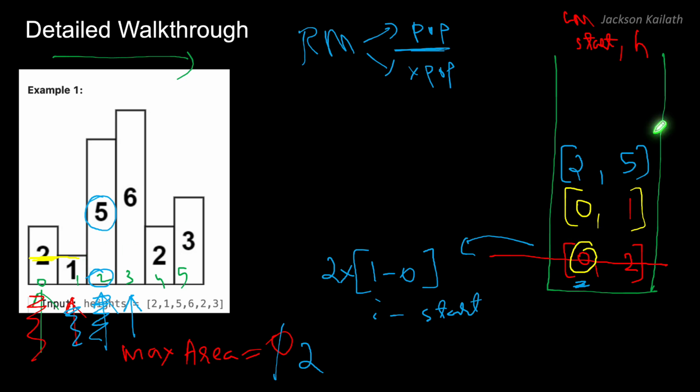Okay. So that's how we get to over here. We added 2, 5 over here and then we move the pointer and we get to 6. Now 6 is greater than 5. 5 is the latest value added to the stack. So 6 is greater than 5, so we can just add it over here and the start value will be its index itself, which is 3. So I have 3, 6 over here.